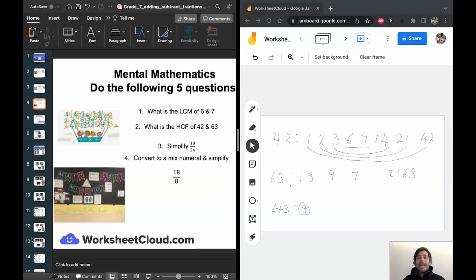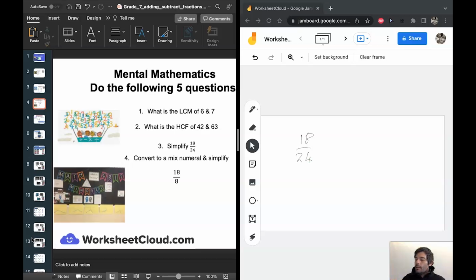Now I'm looking for the highest number that happens in both sets. And that is indeed 21. So your highest common factor is equal to 21. Okay? Now that's useful for when we want to simplify fractions. When I'm looking for a number that goes into both the denominator and the numerator, and I want to make the fraction smaller. So if you have a look at question number 3, I've given you 18 over 24 to simplify. So I need to look for the highest common factor of 18 and 24.